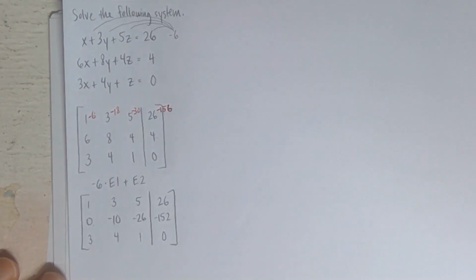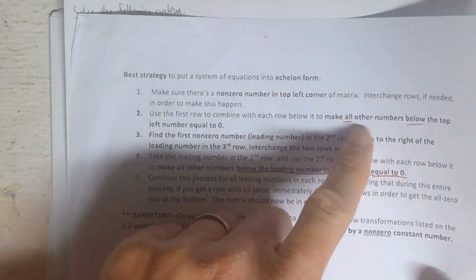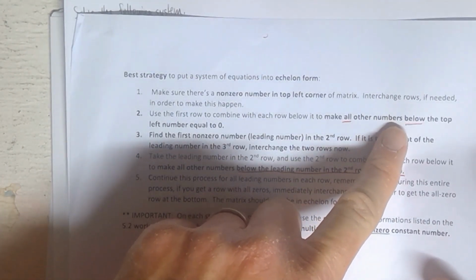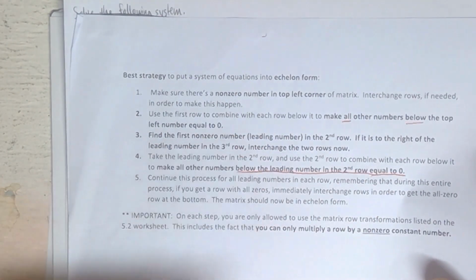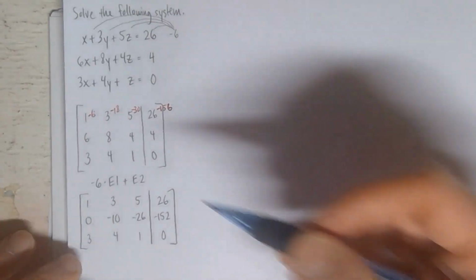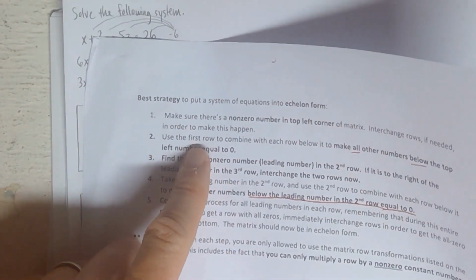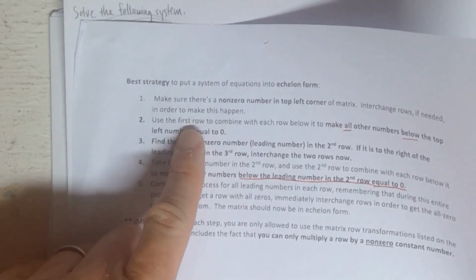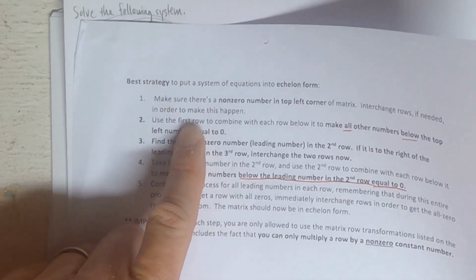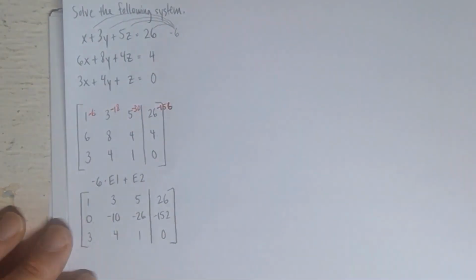Okay, remember what we said that we have to do next, though. It says that you also need to have a 0 in all the numbers that are below that number in the top left-hand corner. So since I now need to make the 3 into a 0, I want to combine the first row with whatever row I need to change. So since I need to get rid of that 3 and make it a 0, I now need to take the first row and combine it with the third row. Okay, so how do I go about that?